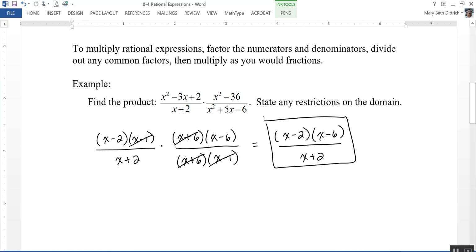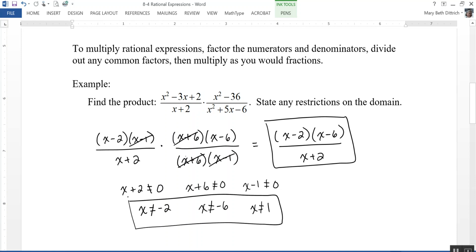Now I need to check my denominator. So I'm going to take my original factored denominator. Even though I canceled out an x plus 6 and an x minus 1, I still have to consider those. So x plus 2 cannot equal 0, so x cannot equal negative 2. X plus 6 cannot equal 0, so x cannot equal negative 6. And x minus 1 cannot equal 0, so x cannot equal 1. So these values would be my restrictions on the domain. Remember, it's the original uncanceled factored denominator.